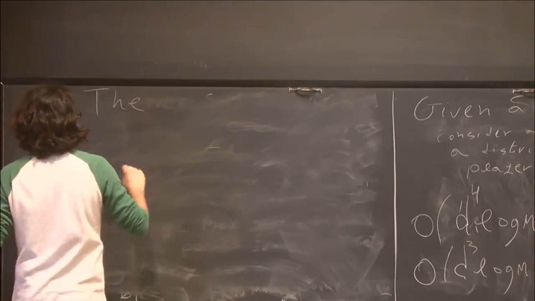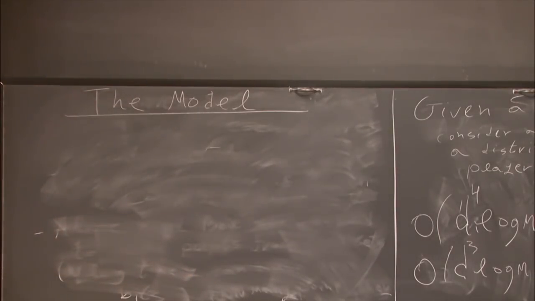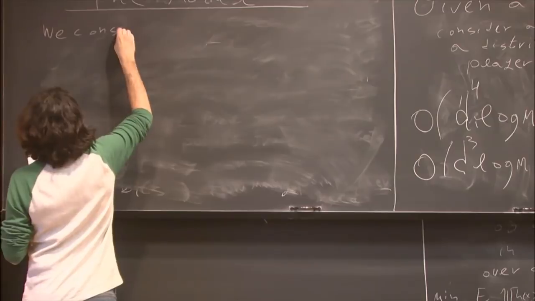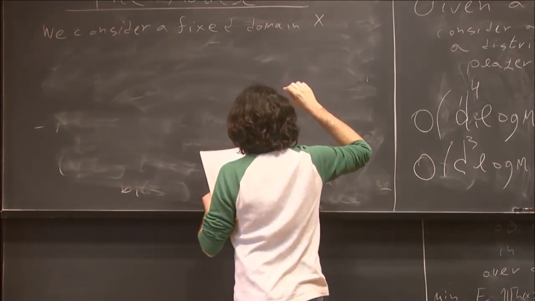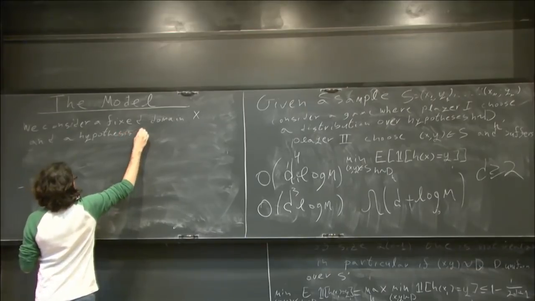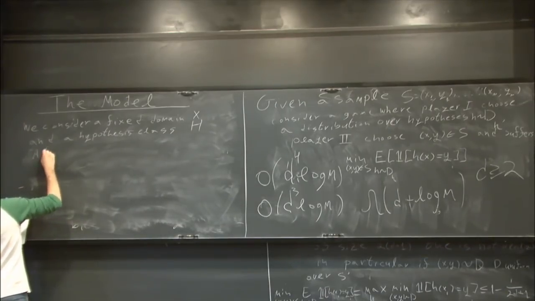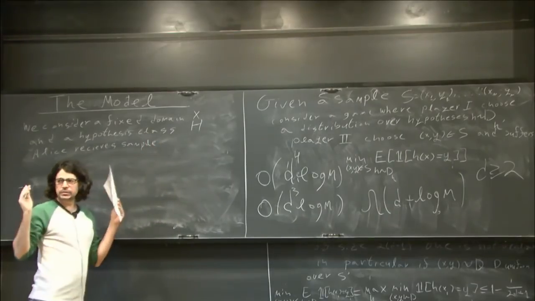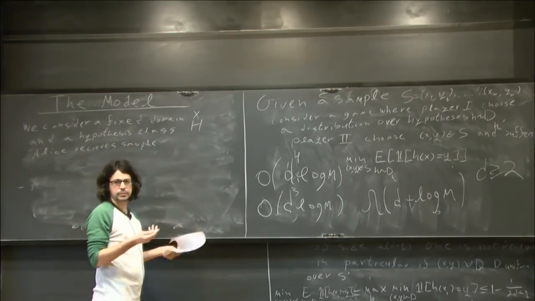Okay, so the model is more about learning. So far we've actually solved the decision problem. What we are actually interested in solving are learning problems. We consider a fixed domain X and the hypothesis class H. Alice receives samples. So far, I basically assumed that each one sees just a homogeneous sample, right? Pluses or minuses. We didn't actually use this assumption anywhere. We could have seen pluses and minuses each.